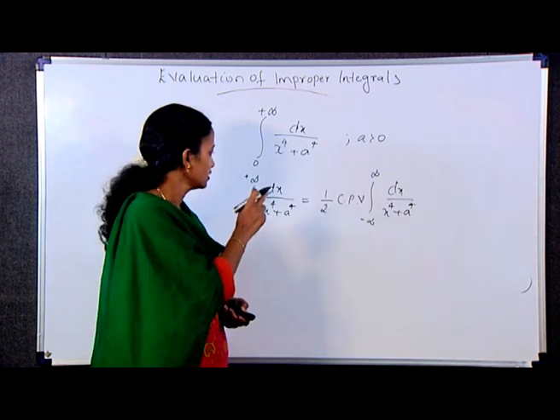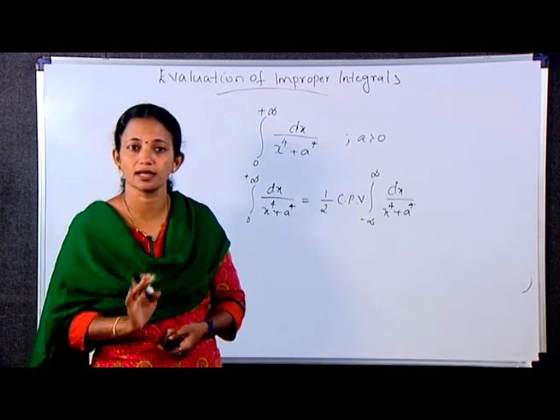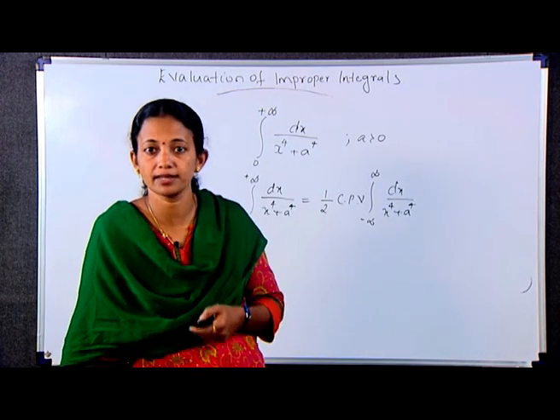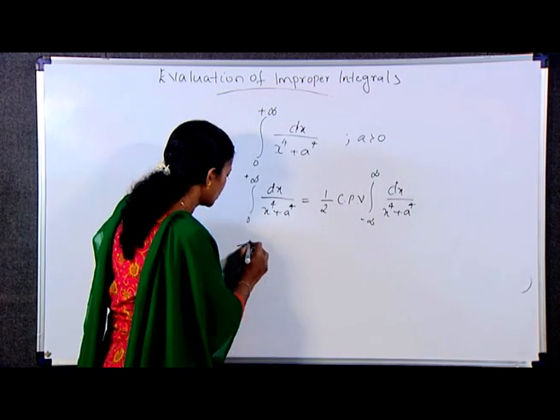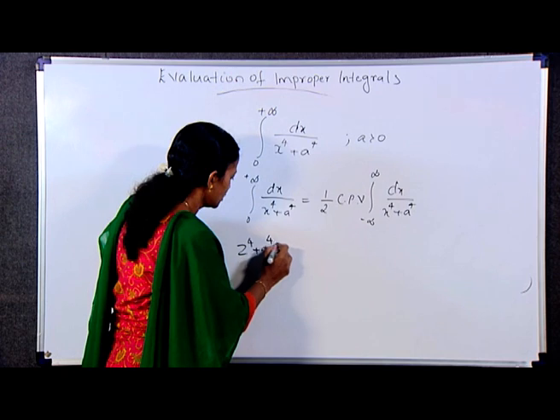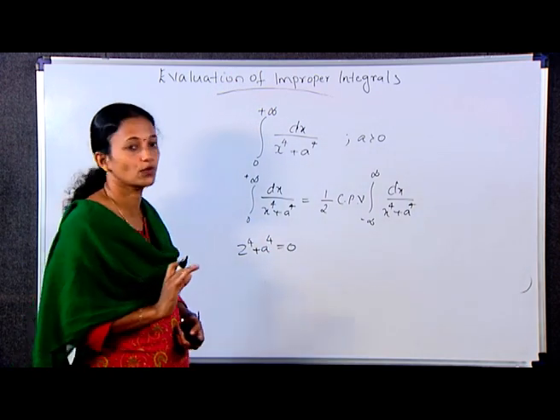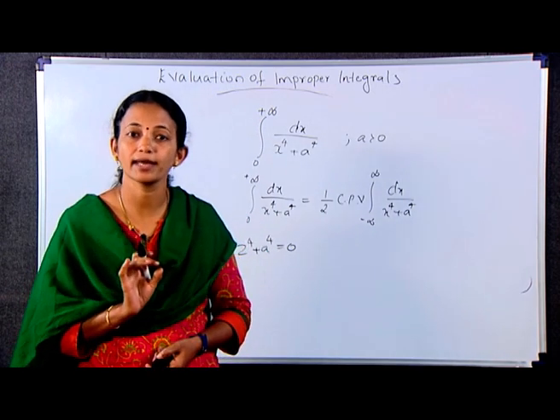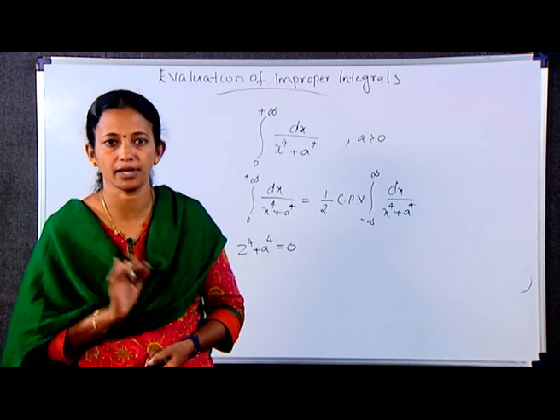Consider the function f(z) is equal to 1 by z raised to 4 plus a raised to 4. The poles of this f(z) are given by the equation z raised to 4 plus a raised to 4 is equal to 0. That is, z raised to 4 is equal to a raised to 4 into cos (2n plus 1) pi plus i sin (2n plus 1) pi.